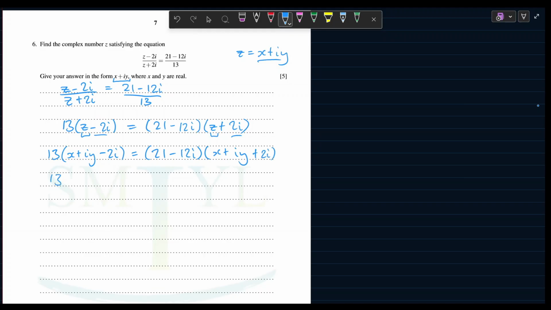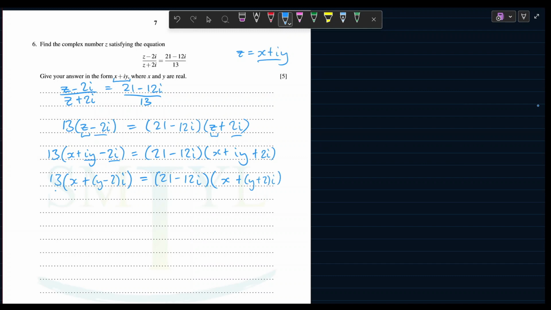So that's 13. Here we're going to have x, and then we can factor out the i in those two terms, so that it's y minus 2i. All right, and this is equal to 21 minus 12i times x, and we're going to do the same thing. We want to factor out i, so that's y plus 2i. And now we can expand our brackets.